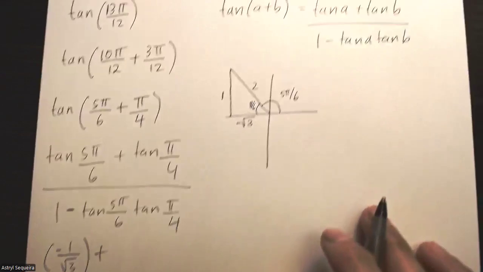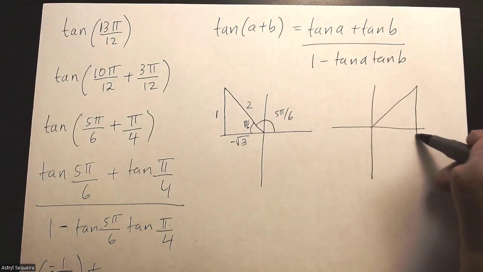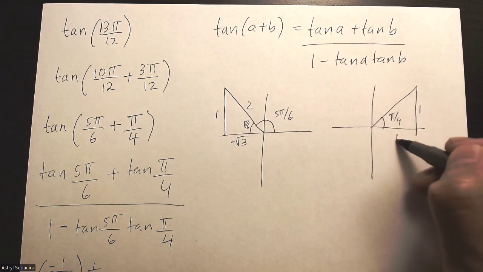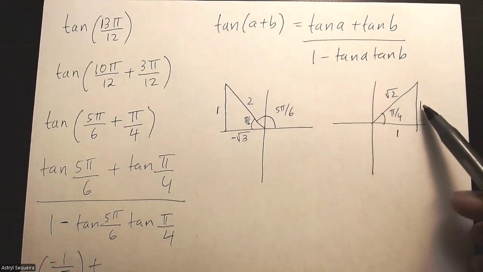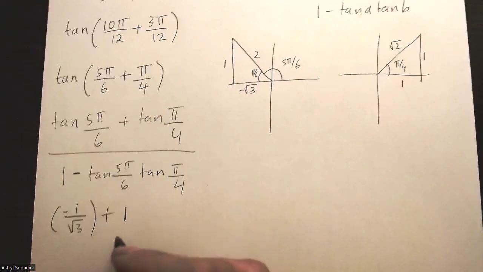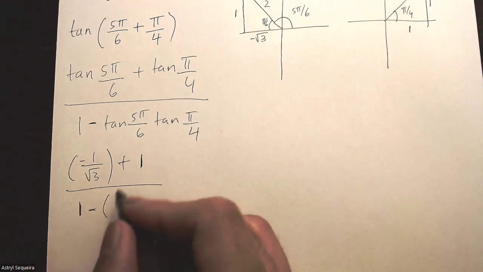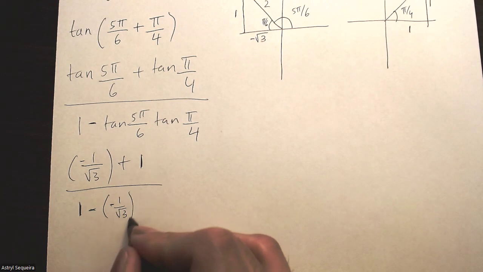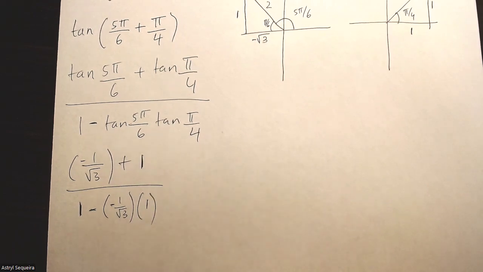And then tan of pi over 4, that's just your regular special triangle in the first quadrant where the acute angle is pi over 4. So adjacent is 1, opposite is 1, hypotenuse is root 2. So tan of pi over 4 is just 1 over 1, which is 1. Same thing over here, it's just negative 1 over root 3. And that's just positive 1.